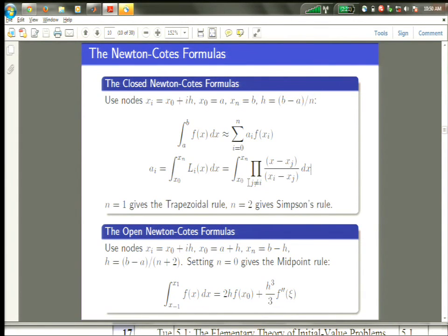There's a very important special case here. If you're setting n equals to 0, you're getting 1 point, right? x0. And it's going to end up being right in the middle. That is the famous first thing you learn in calculus, midpoint formula. And it's actually quite accurate.